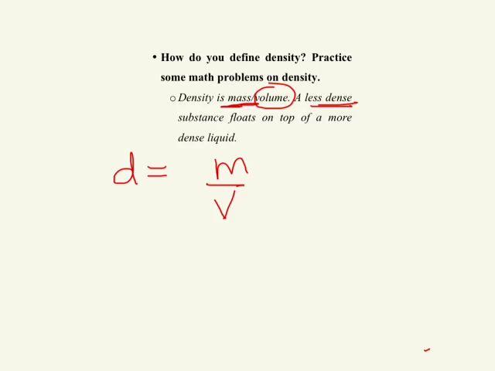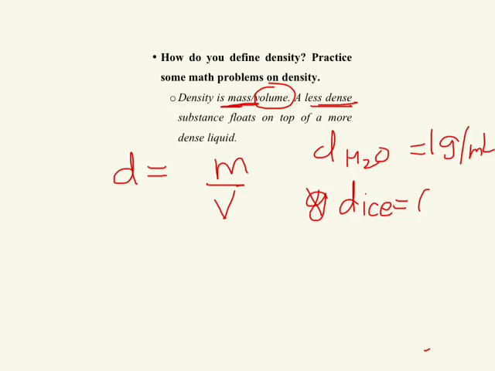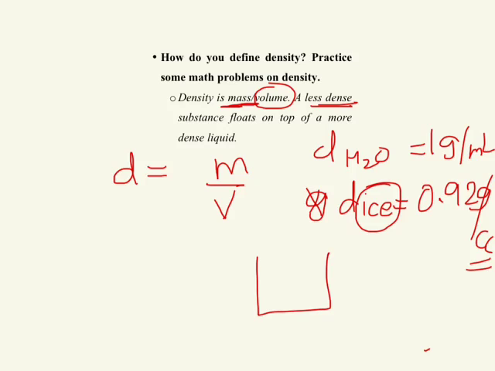For example, the density of water at 4 degrees Celsius is 1 gram per ml, while the density of ice is 0.92 grams per cc, because it's a solid. So which one has the lower density? The ice has the lower density. That's why you see the ice floats on the water.